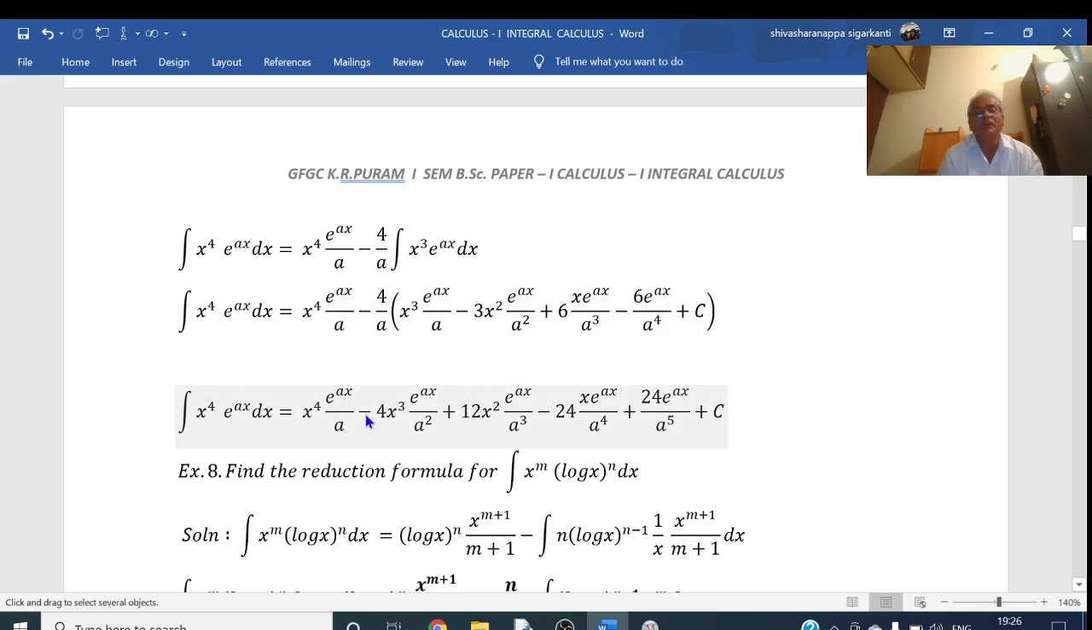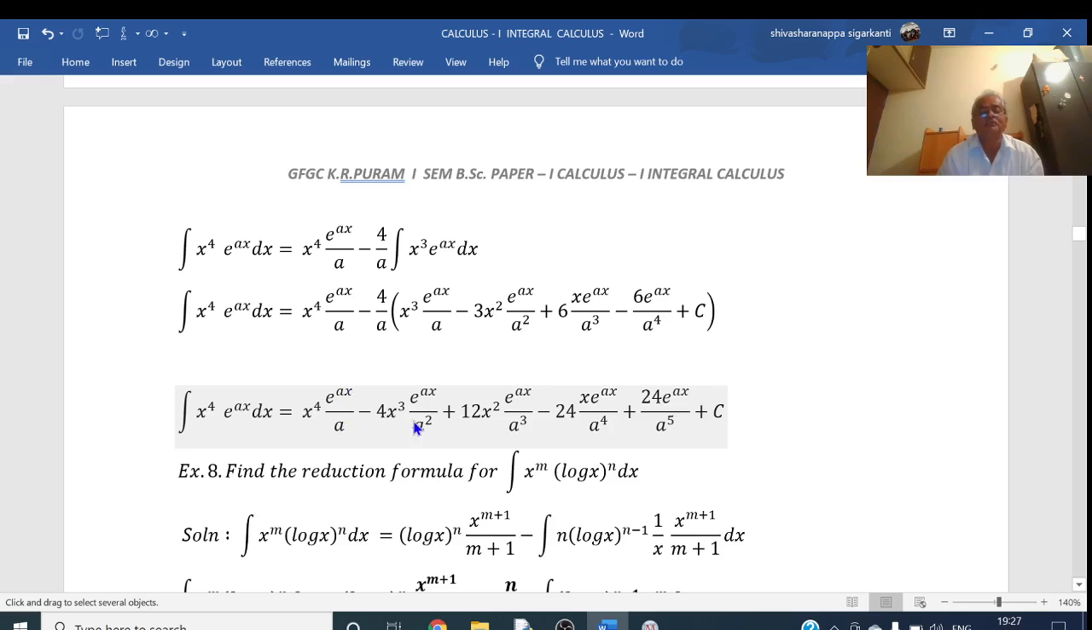Next you have to write minus, plus minus plus minus, like this. Okay. What we do here is write the minus sign here. Write the derivative of x raised to 4, that is 4x cube, into the integration of the second term here, that is e raised to ax by a. So this becomes a square.